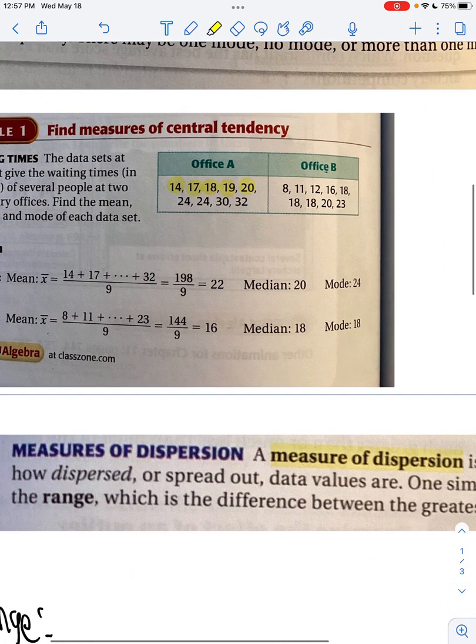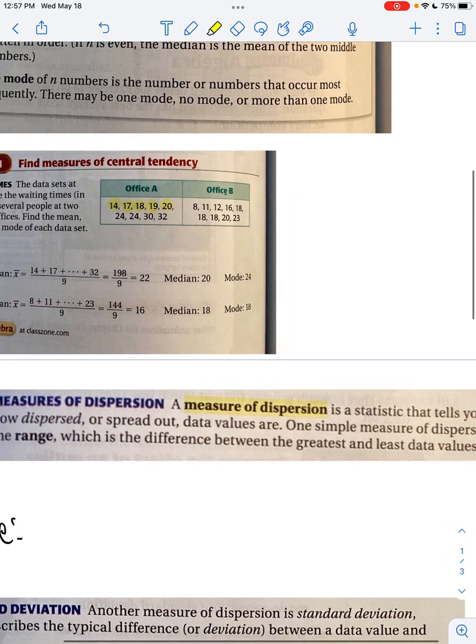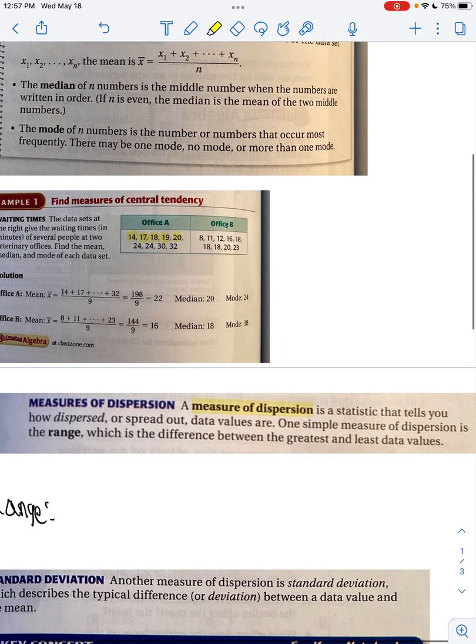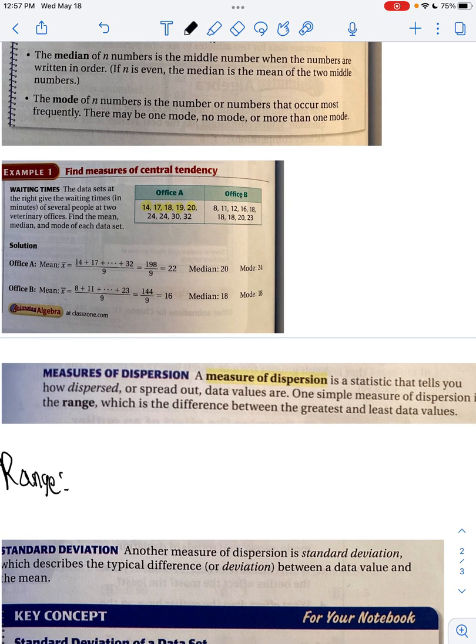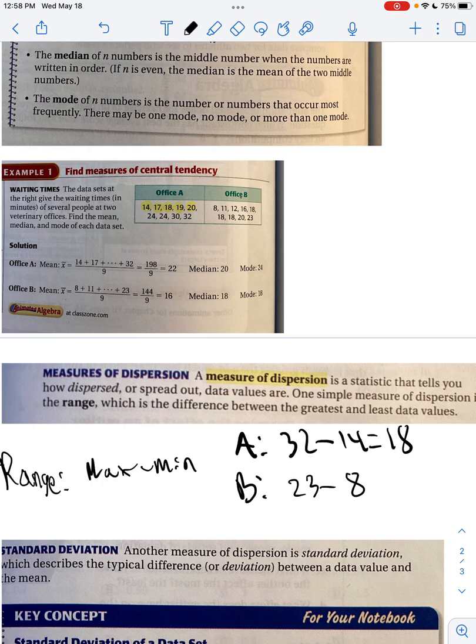Now, if we look at the measure of dispersion, it's a statistic that tells us how spread out our data is. A very common measure of dispersion is the range. And the range is basically the greatest minus the least, the max minus the min. So if we look at Office A, the maximum is 32, the minimum is 14, which gives me a range of 18. And if I look at Office B, I have a maximum of 23 and a minimum of 8, which is 15. So the range is also less.